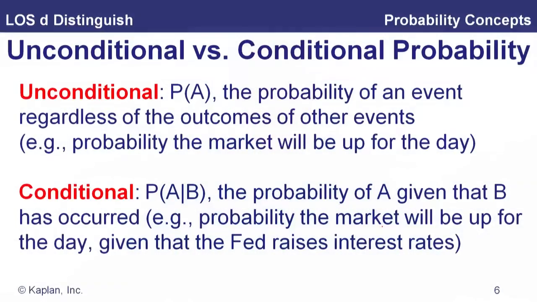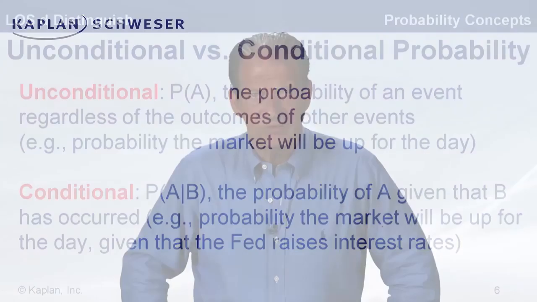And we need to define unconditional versus conditional probability. This is a key concept for us here. An unconditional probability, we just write that as the probability of A, the event A, or the outcome A. And this is the probability regardless of any other events. So as an example, probability the market will be up for the day. That's an unconditional probability of the event, market being up for the day.